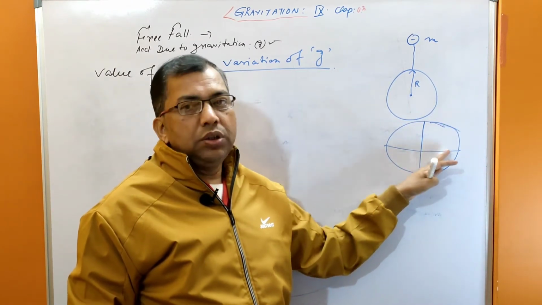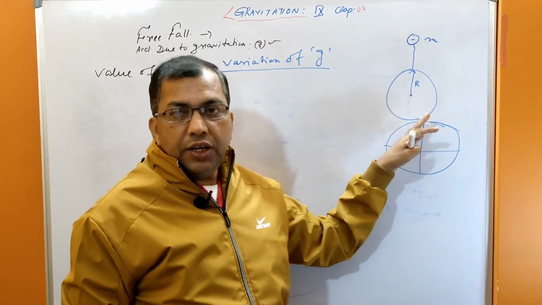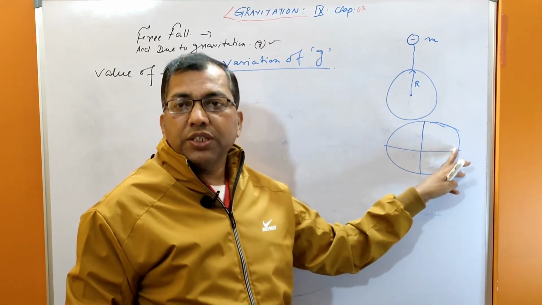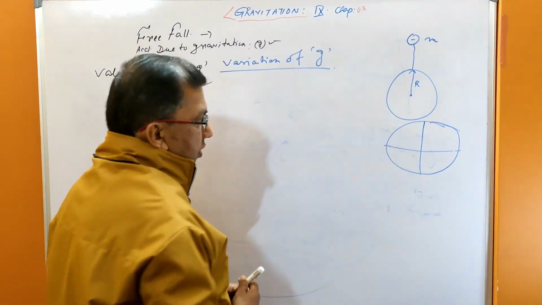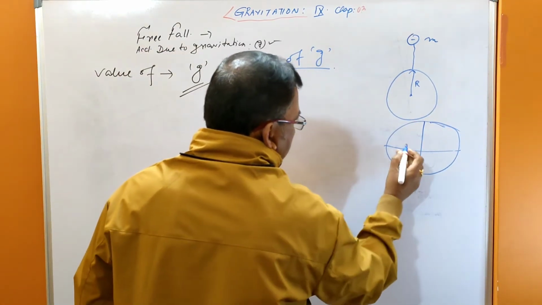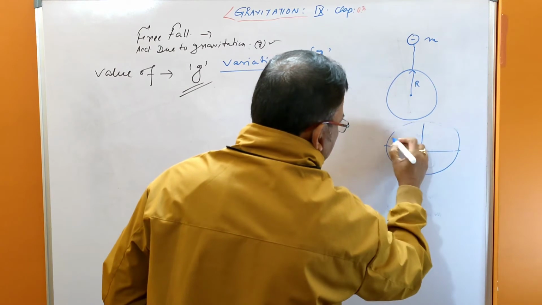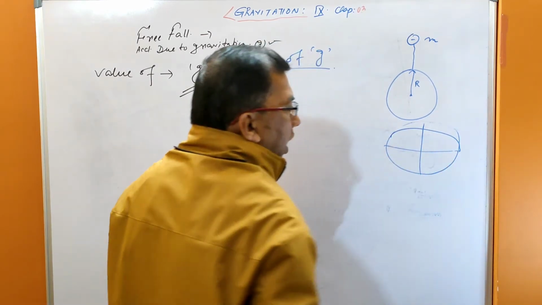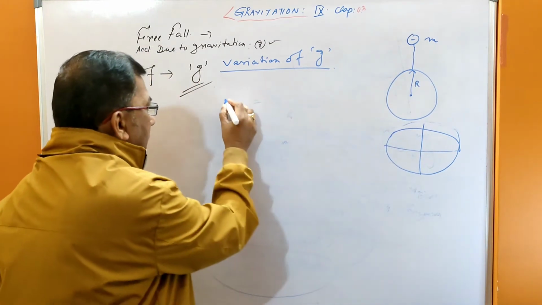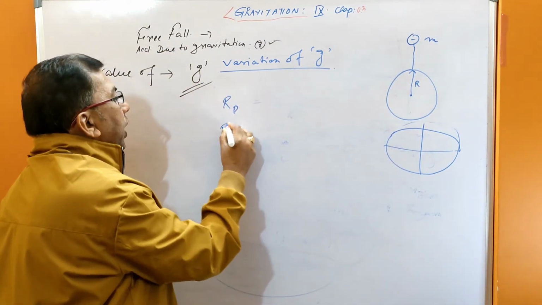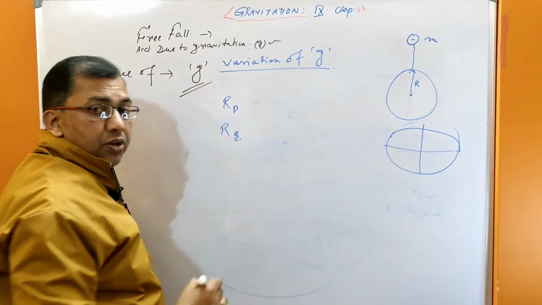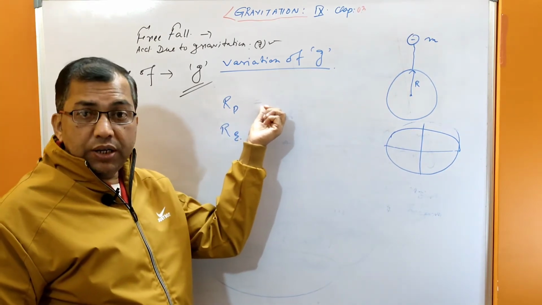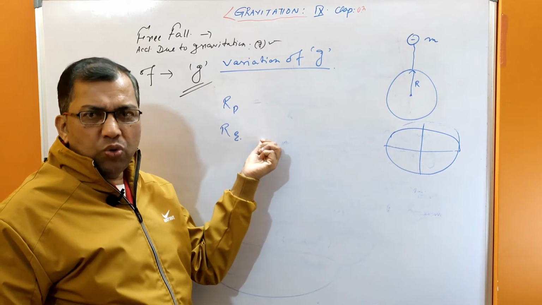So R pole, this is the pole and this is the equator. At the pole the distance is a little less, at the equator the distance is a little more. So this is more, this is R equator. It is R pole, radius of pole, and radius of equator. Okay, so what is the radius of pole? The radius of pole will be less and the radius of equator is a little more.